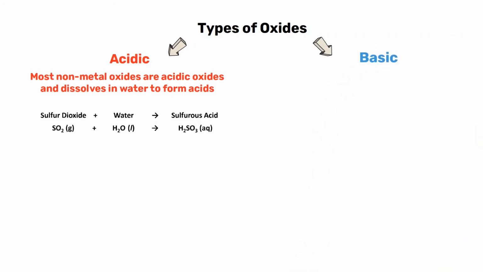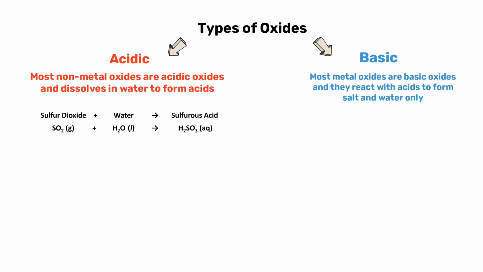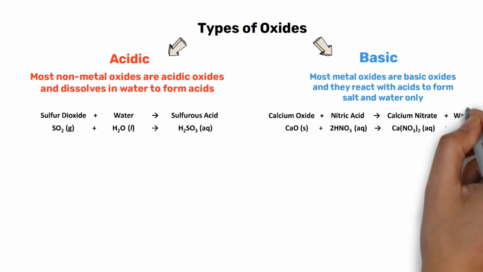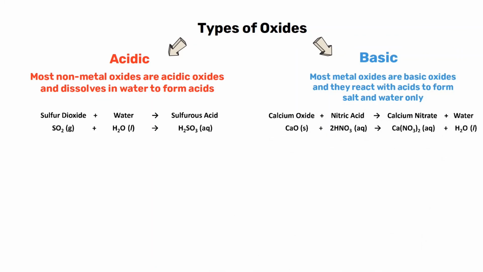Next, we have basic oxide. So most metal oxides are basic oxides and they react with acid to form salt and water only. So now we have calcium oxide reacting with nitric acid to form the salt, which is calcium nitrate, and water.